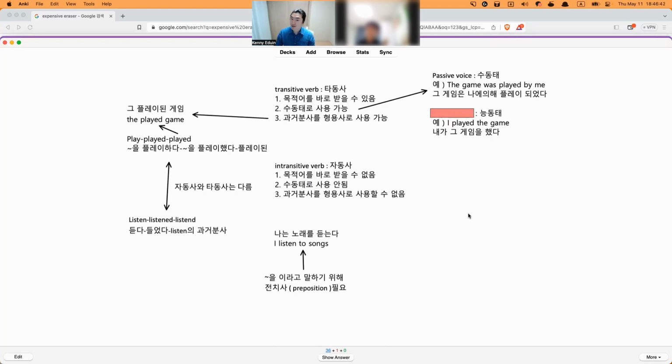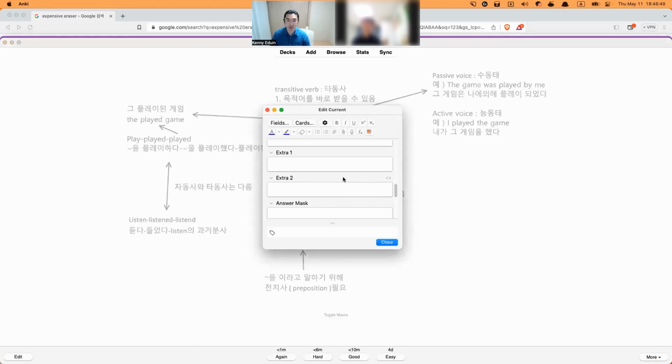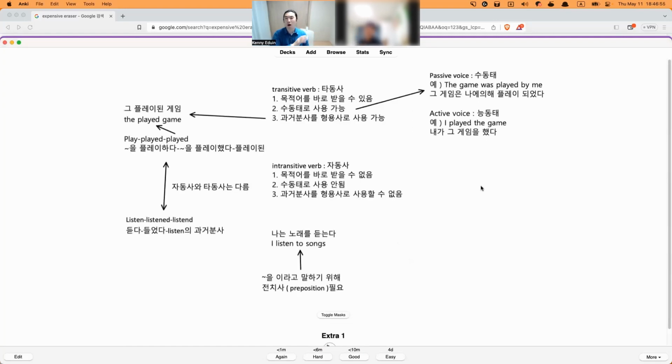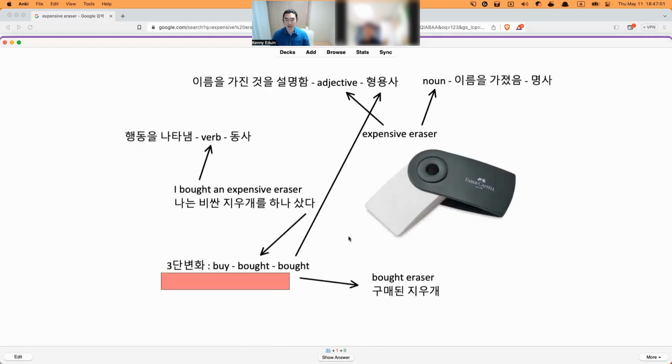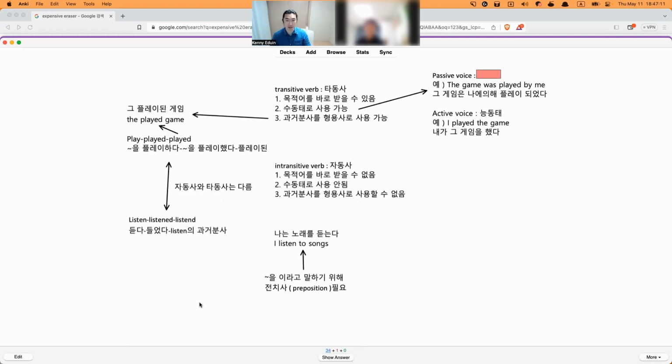Create voice. It's active. The active voice. Right, active voice. So all the normal sentences are active voice. Okay. And next is, yeah, what is it? Three changes. 사다, 샀다, 구매된. Good. Very good. Now you understand.